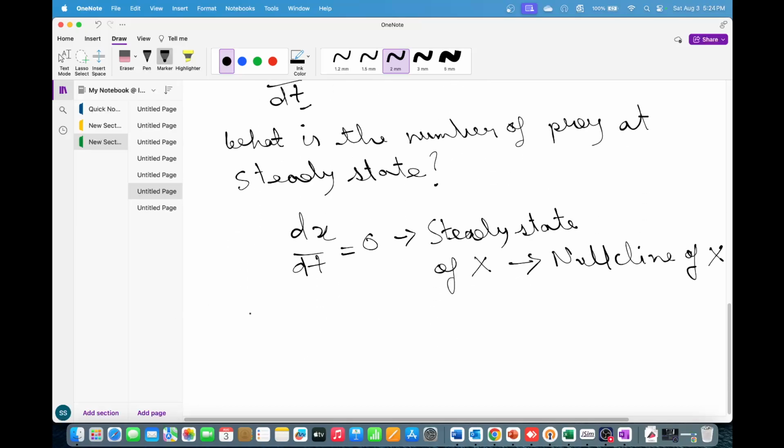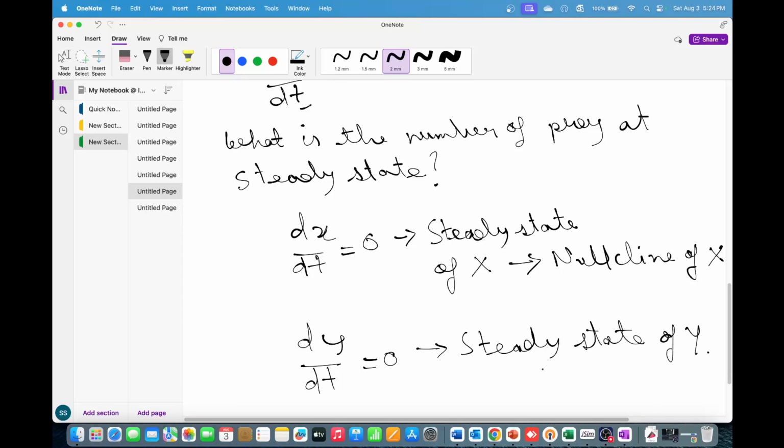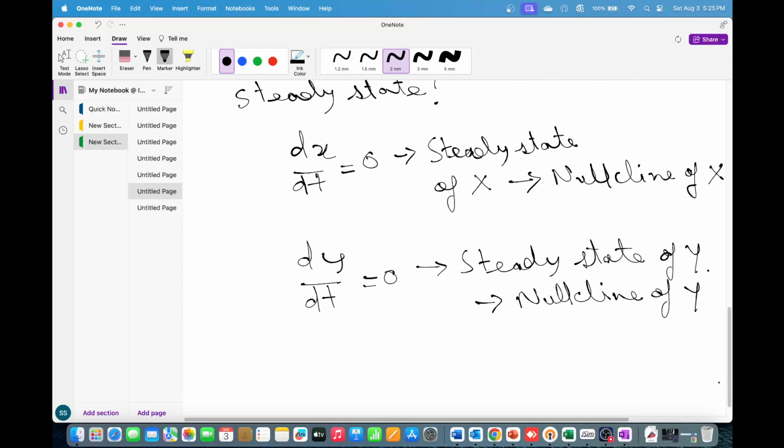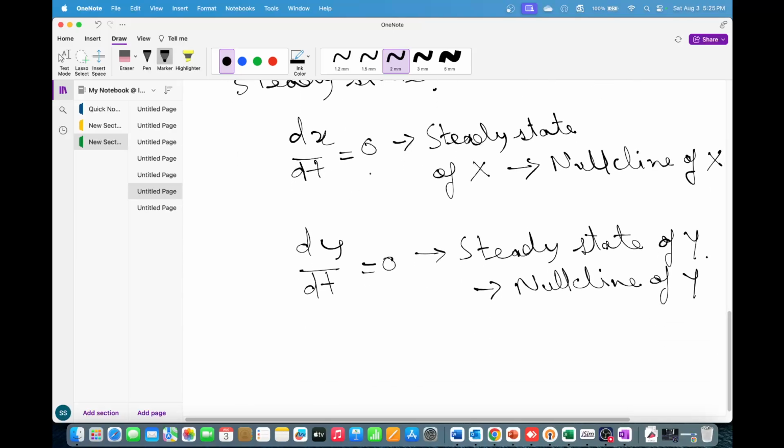Okay. Similarly, when you are just looking at the steady state of y, where dy/dt equals 0, that is the steady state of y, and which is basically the nullcline of y.